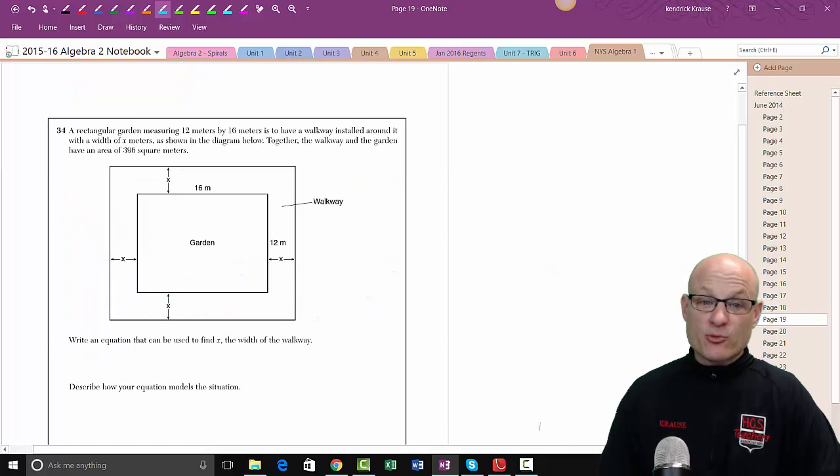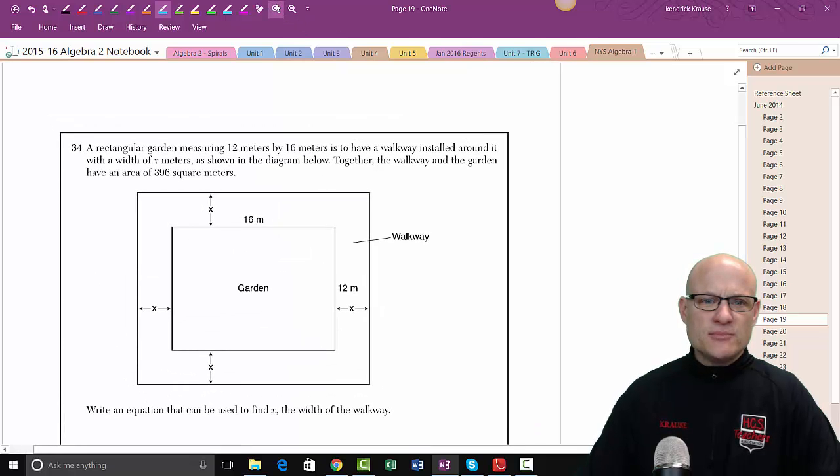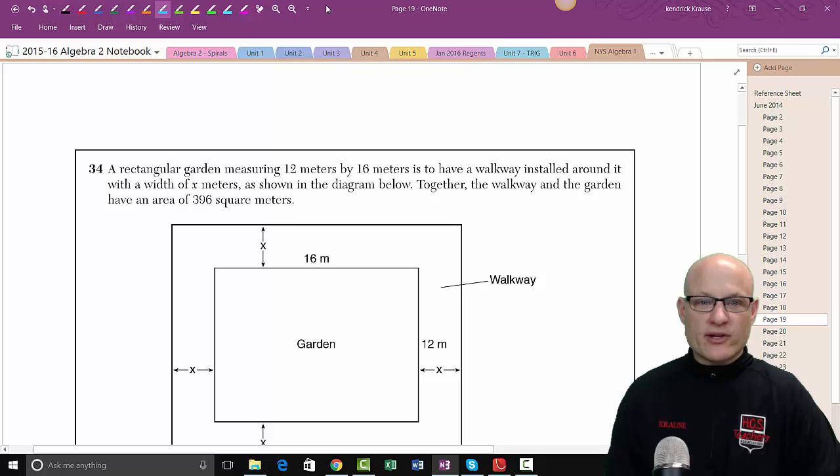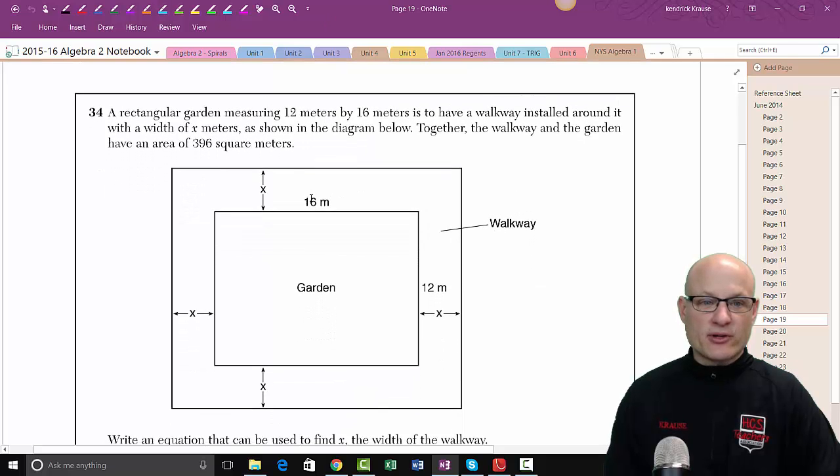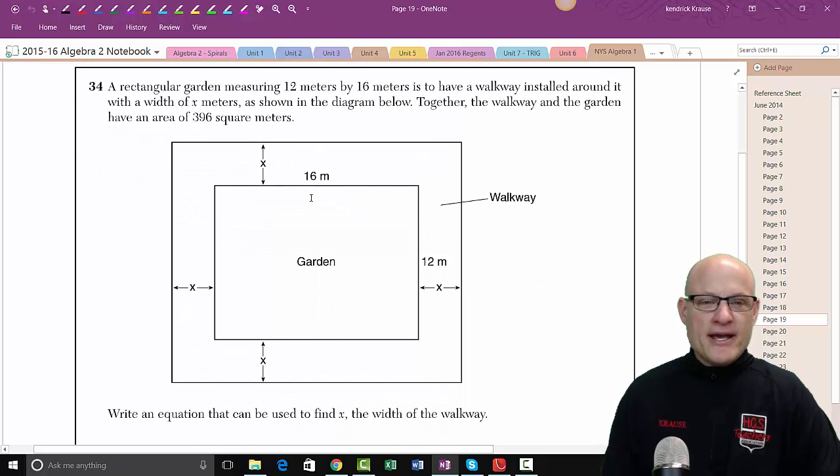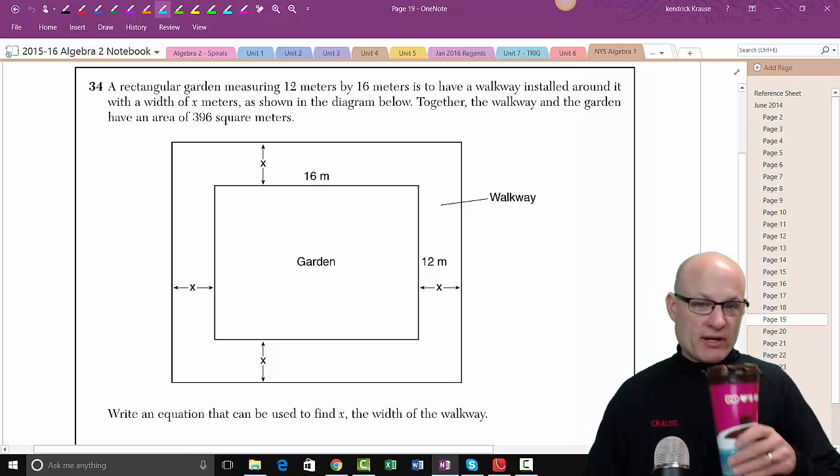Keep moving. This one, however, not so simple. So let's see. I used to ask these questions in pre-calc. Now they decide that algebra kids should be doing them, so that's okay. A rectangular garden measuring 12 by 16 meters.